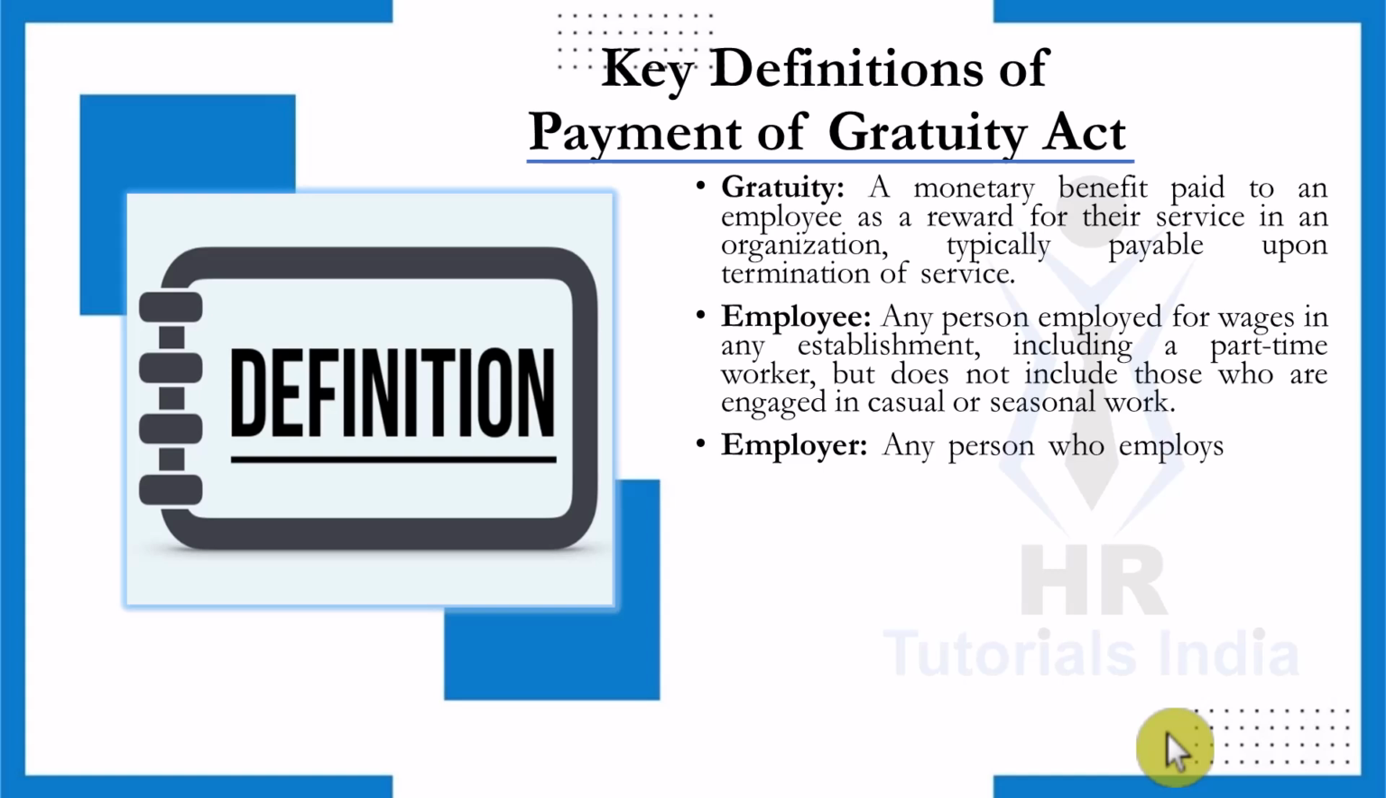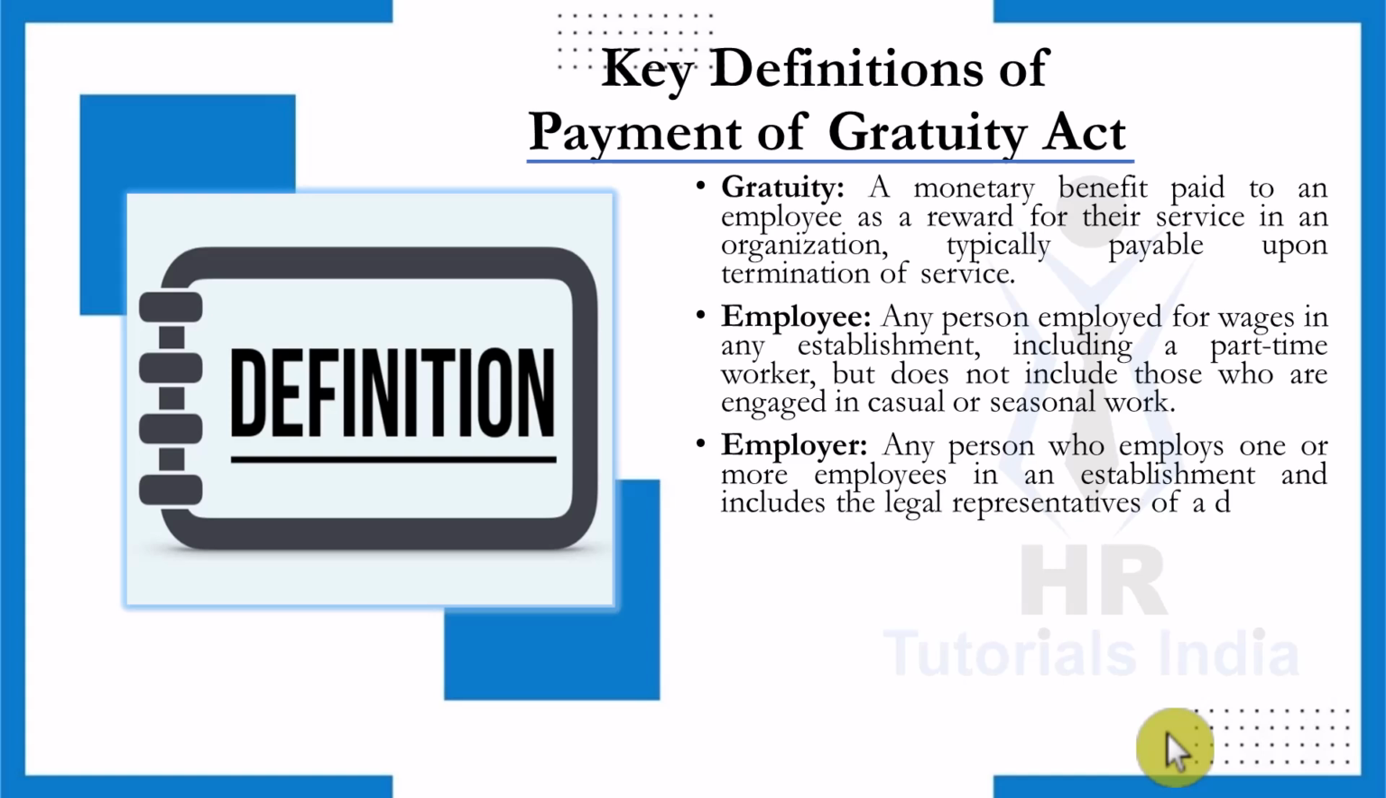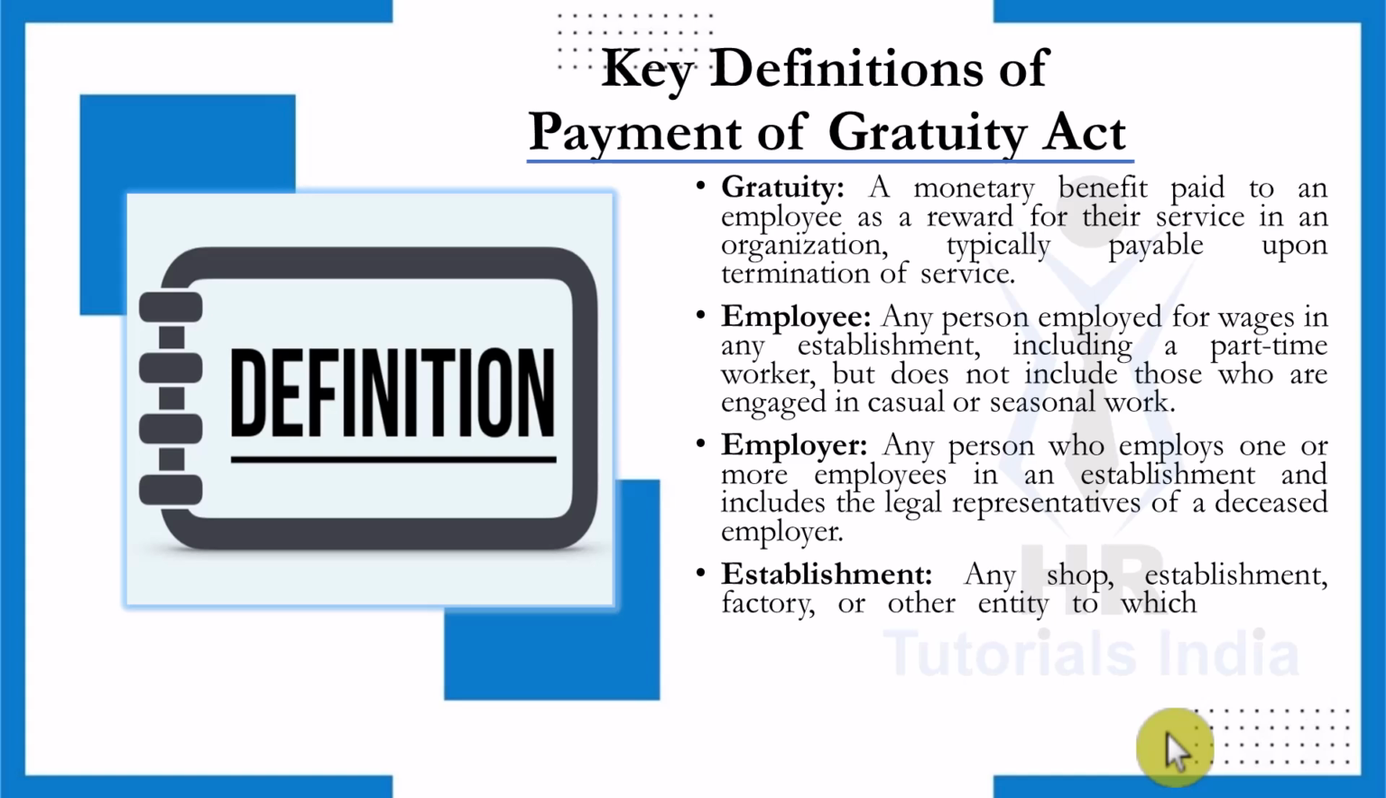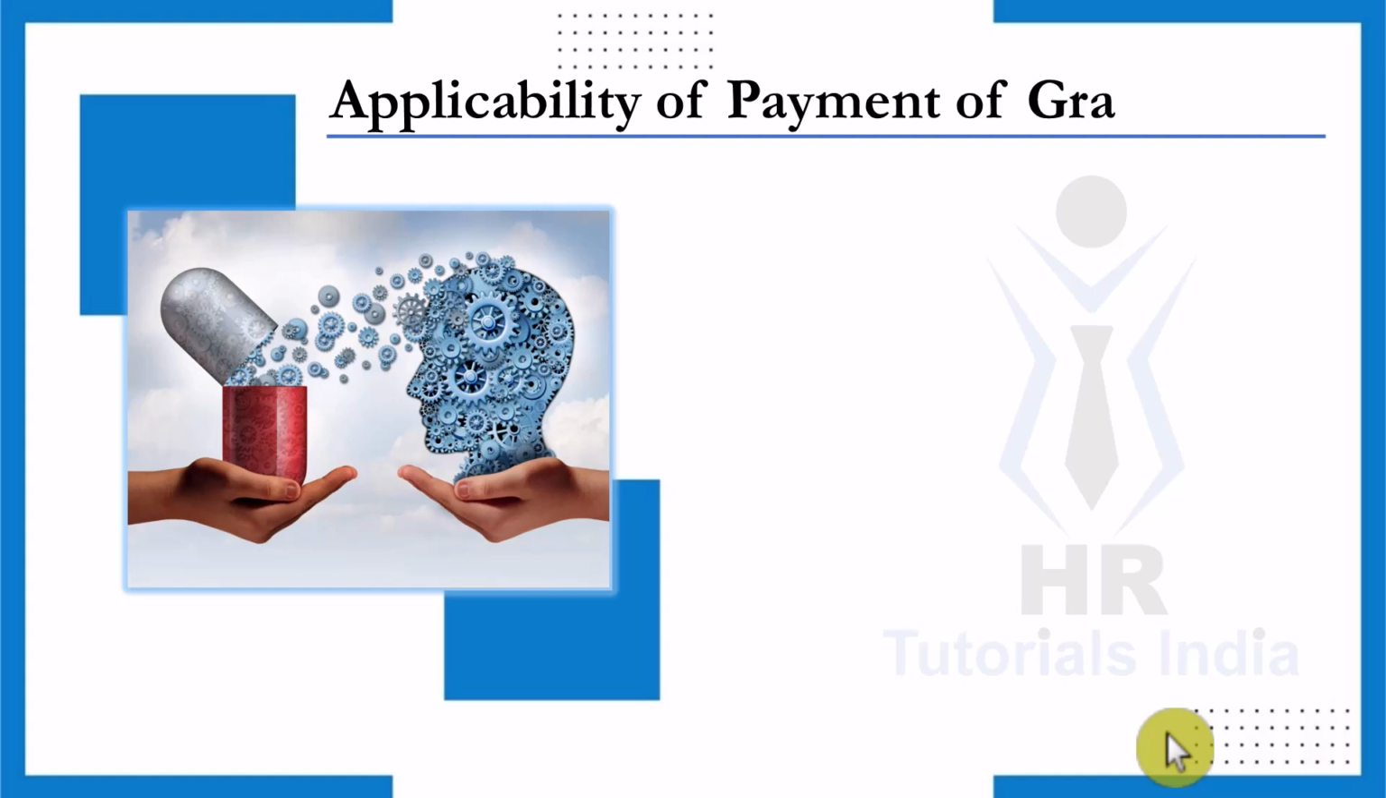Employer: this is an individual or entity that employs one or more persons in an establishment. It also includes legal representatives in the event the employer has passed away. Establishment: an establishment can refer to any shop, factory, or other entity to which this act is applicable. Under these key definitions, it is essential to grasp the overall scope and application of the Payment of Gratuity Act in various workplaces.